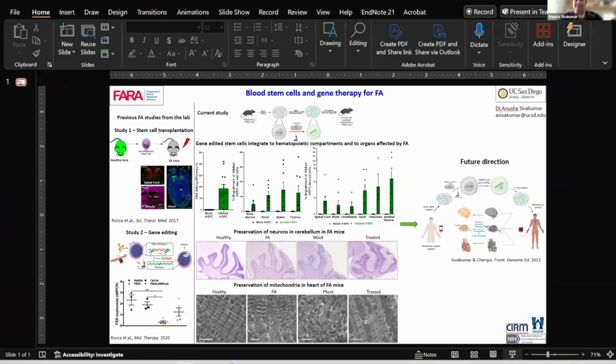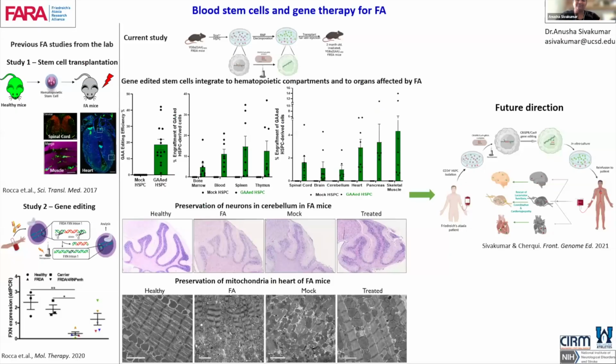Yes. So as I was saying, we have a vehicle and we have a gene therapy method. What we're doing right now is trying to see if we apply both of these methods into a FA mouse, are we able to see the same efficacy? Are we able to see the safety of this approach when we reach patients?